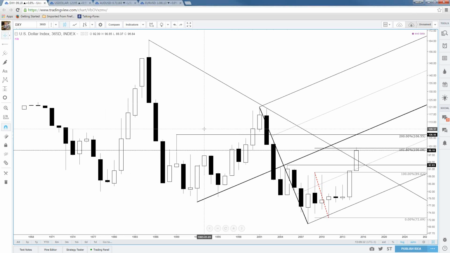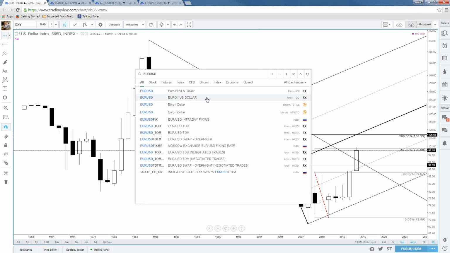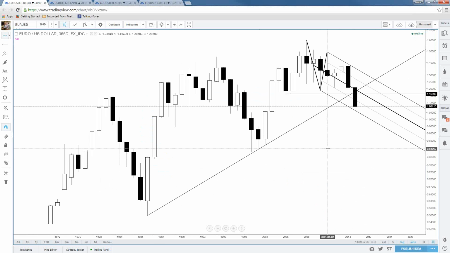So let's look at some of the individual charts now and see if we can figure out if this so-called looming dollar reset, if you will, is going to take place sooner or later, as in after a blow-off. All right, let's look at euro dollar. Here we go.